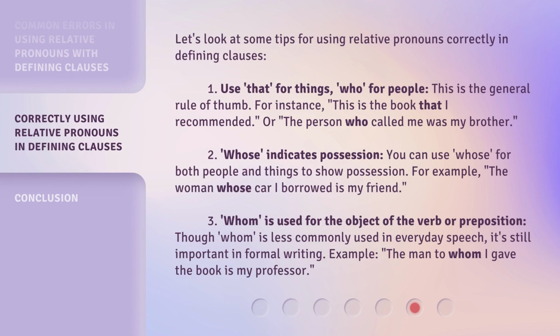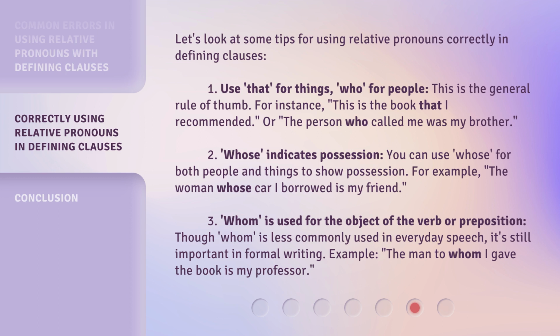Let's look at some tips for using relative pronouns correctly in defining clauses. 1. Use that for things, who for people. This is the general rule of thumb. For instance, this is the book that I recommended. Or, the person who called me was my brother.